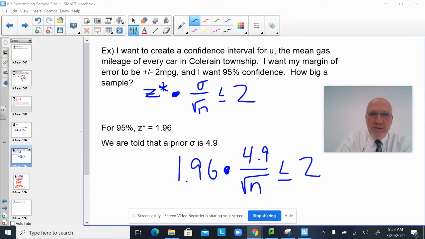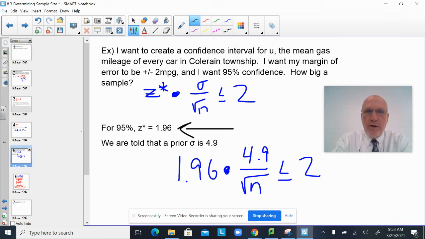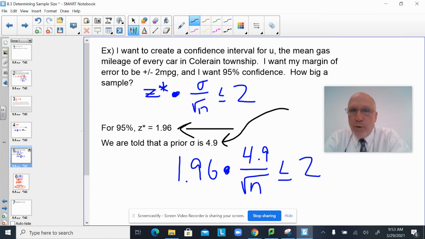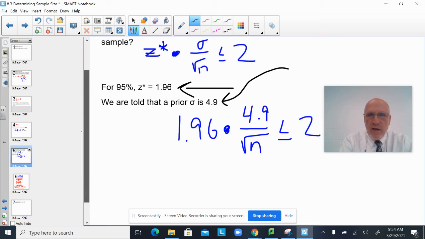So here's the same example. And again, for 95%, we know the z-score is 1.96. And let's say we're told that a prior sigma is 4.9. So I plug those numbers in. 1.96 times 4.9 over root n is less than or equal to 2. And then you just have to be really careful doing the algebra. I think I did the algebra on the next slide.